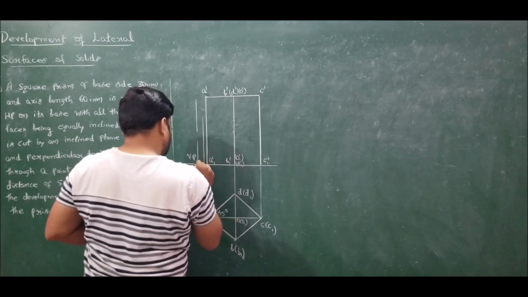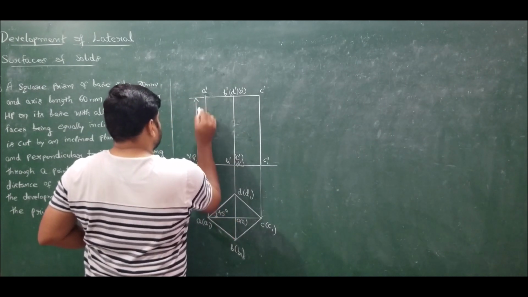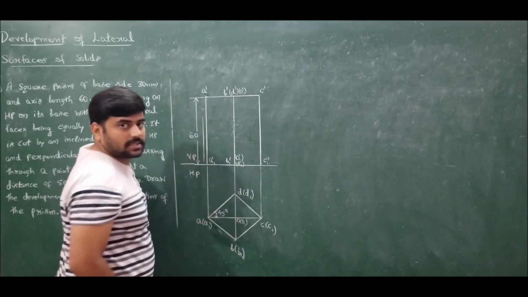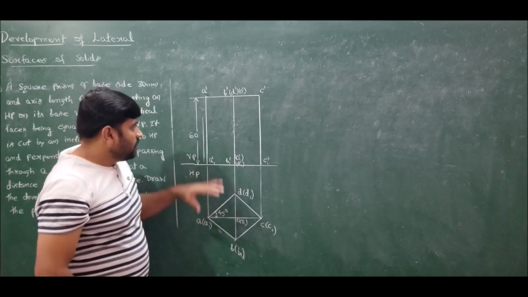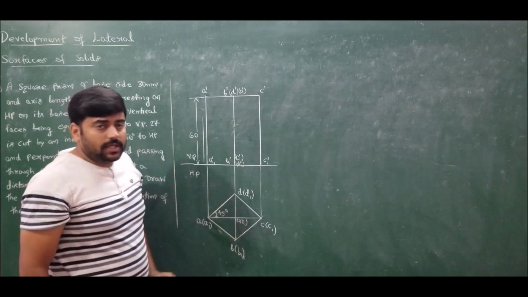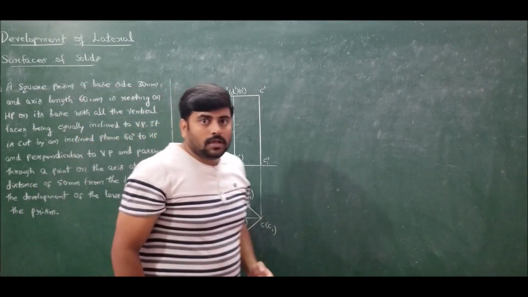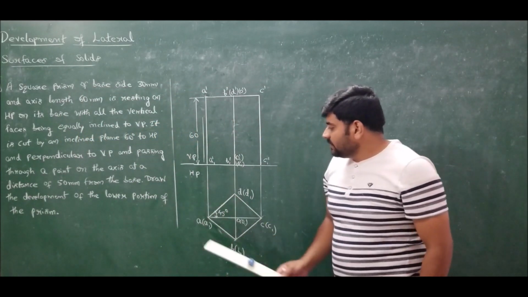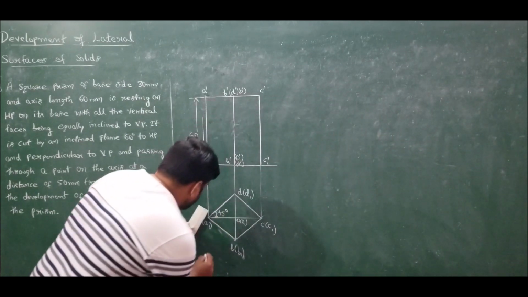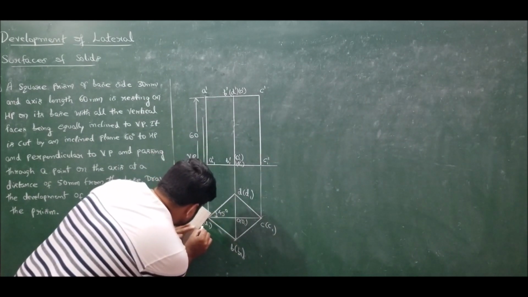The height of the prism, the vertical height of the prism, is given as 60 millimeters. So this completes the front and top view of the given prism, wherein the side length is measuring 30 millimeters.